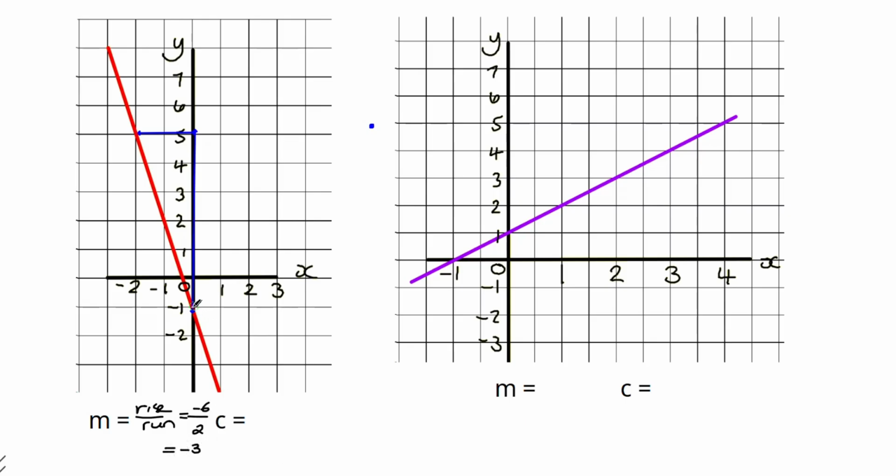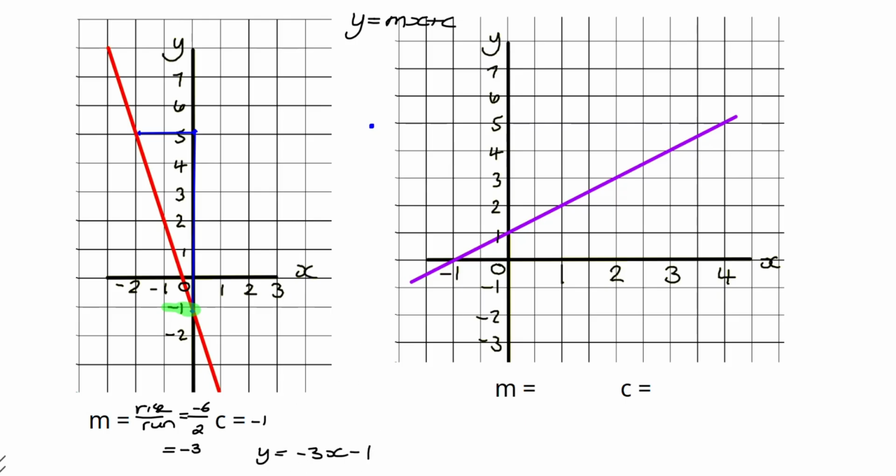C, the y-intercept, where does it cross the y-axis? It crosses the y-axis at -1. So that would be y equals, because remember it's always in the form y equals mx plus c, m is -3, so y equals -3x, with c at the end being -1.